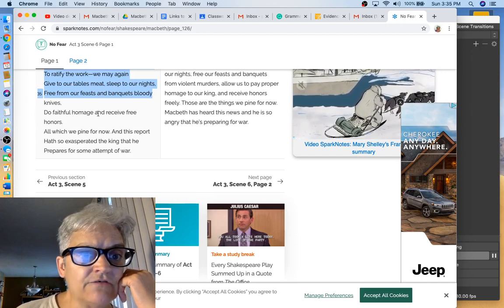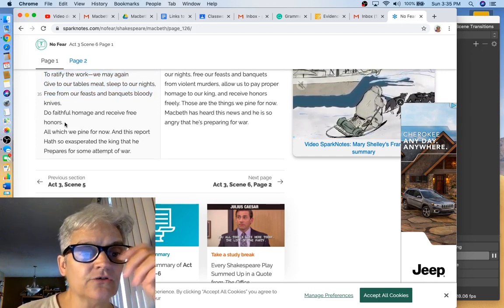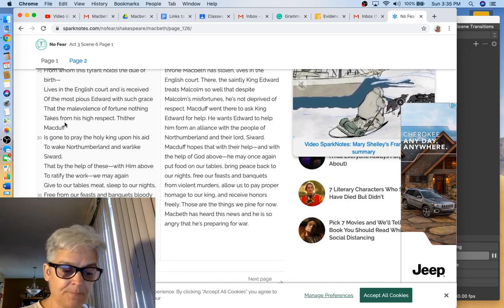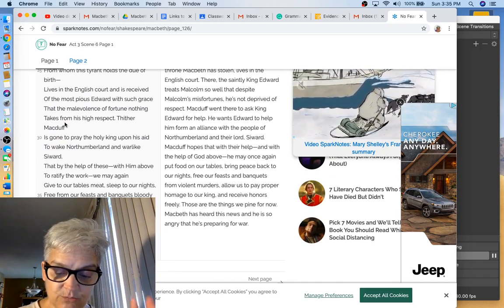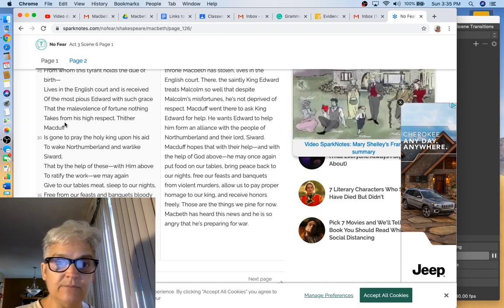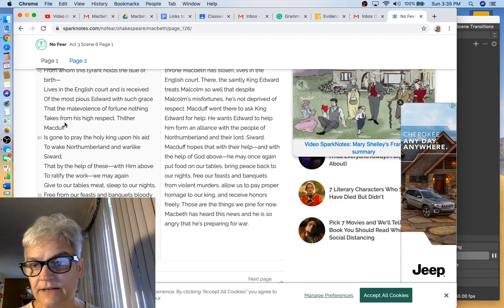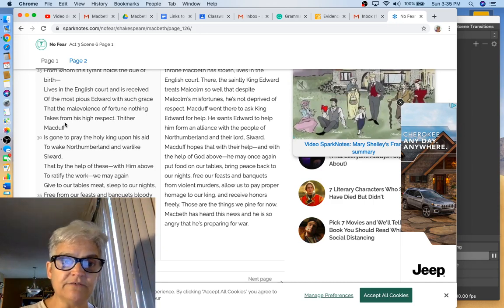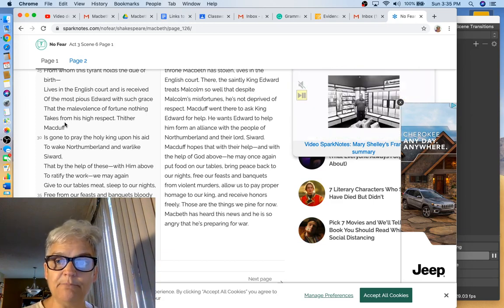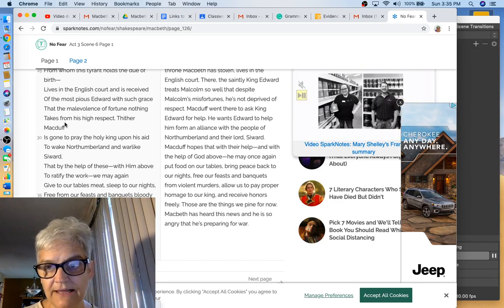Do faithful homage and receive free honor. So he is going to England, and he's going to ask this pious Edward for his help and have him provide them with Northumberland and Siward, the armies of Northumberland and the armies of warlike Siward, and use them to come back to Scotland and rid them of the plague Macbeth.